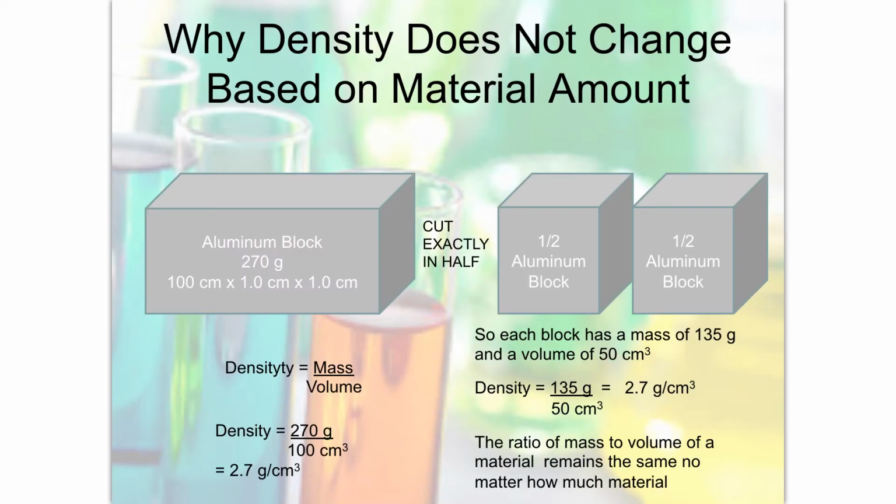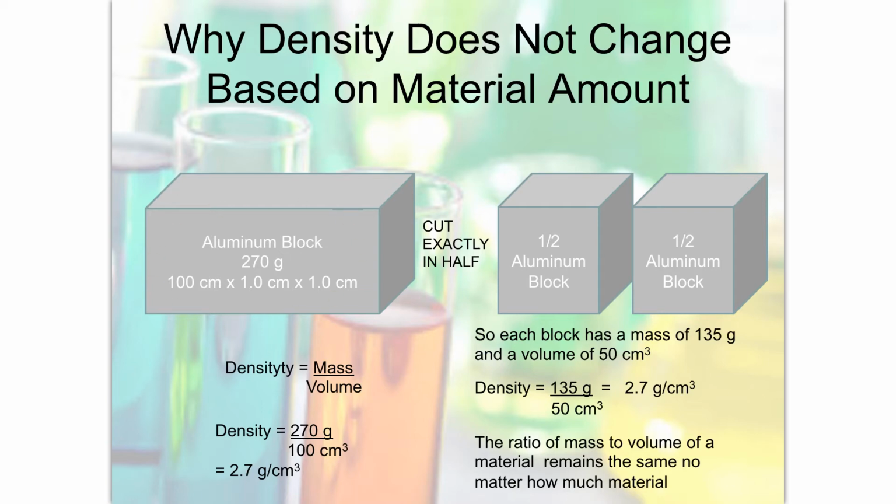Each year I ask a question regarding density and the size of an object. And the question could go something like this. I know the density of a large block of, let's call it aluminum. I cut that block exactly in half. What is the density for each piece of the aluminum block? And the answer is it doesn't change, but let's show you why when we do the math.